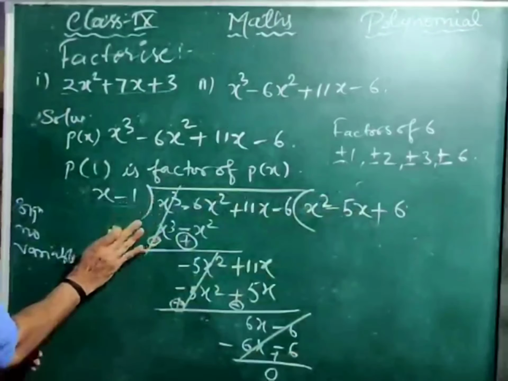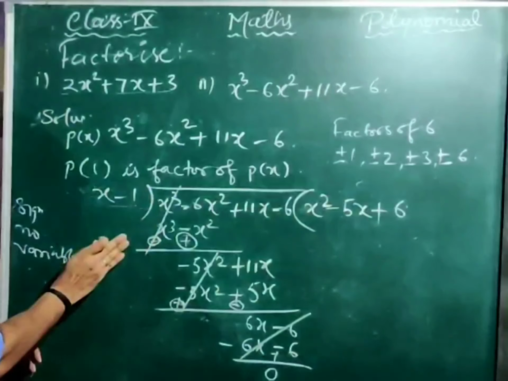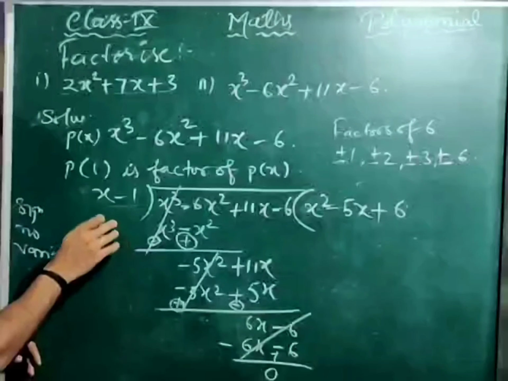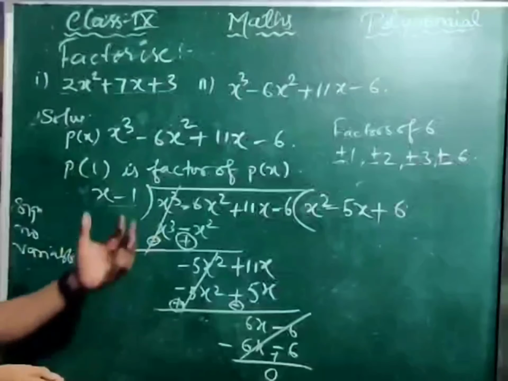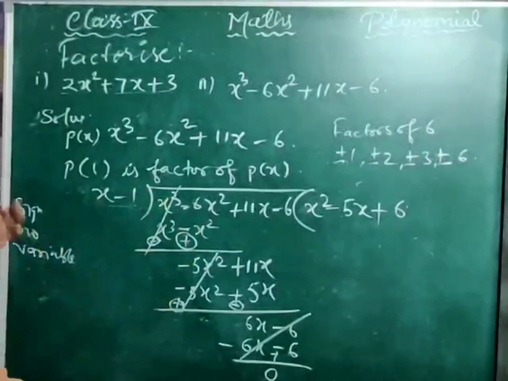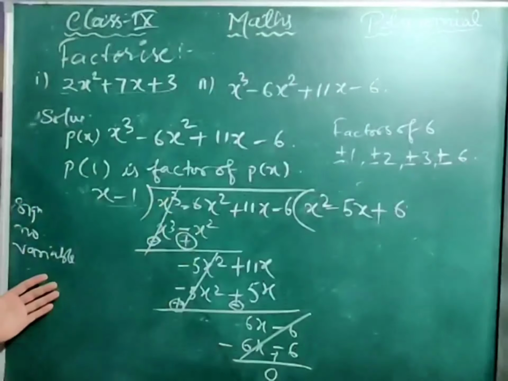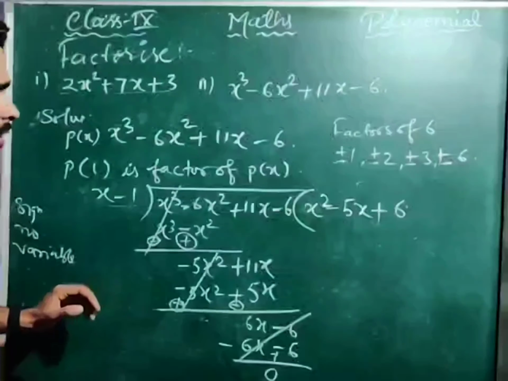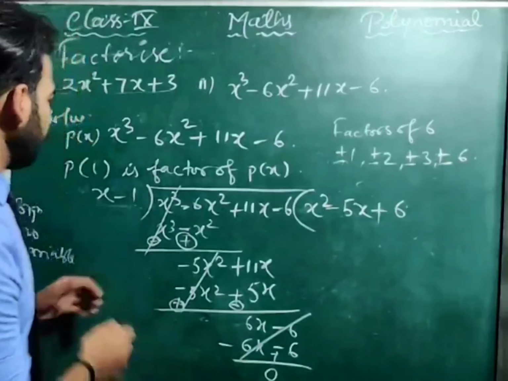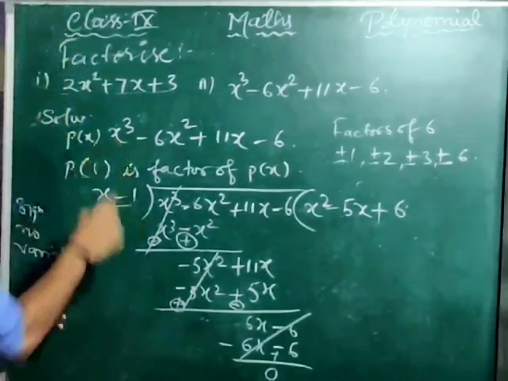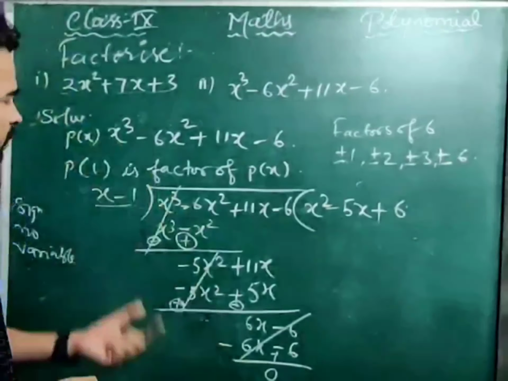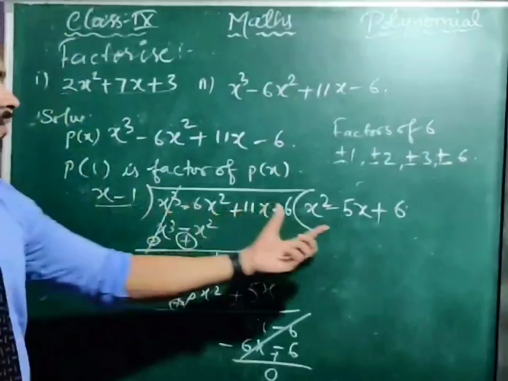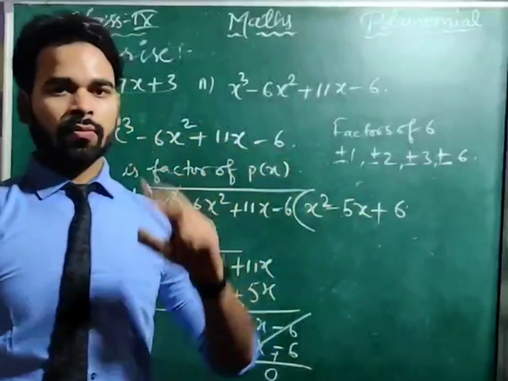So this is the division algorithm. This is the division method to divide a polynomial, by sign, number, variable. So it is a trick, an easy trick for how you divide a polynomial. Now, we have one factor. It's a cubic polynomial and it would have 3 factors. We have one factor. By factorizing this, we will get 2 more factors.